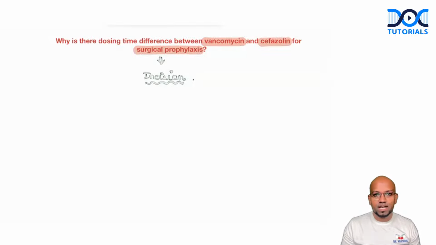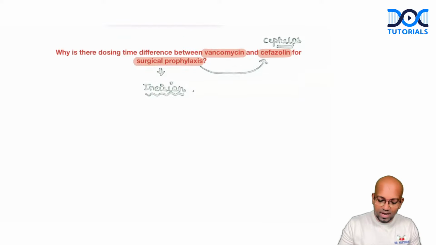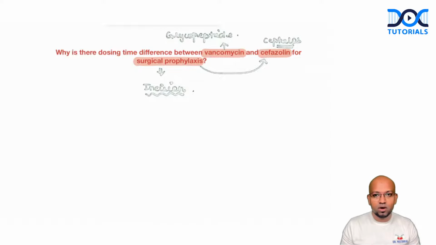Usually, the surgical prophylaxis drug of choice would be cefazolin. Cefazolin, as the name itself implies, is a cephalosporin. Cephalosporin is an antibiotic. Similarly, we have vancomycin. Vancomycin belongs to a group named glycopeptide antibiotic agents. Glycopeptide antibiotics also come under the major class of antibiotics.